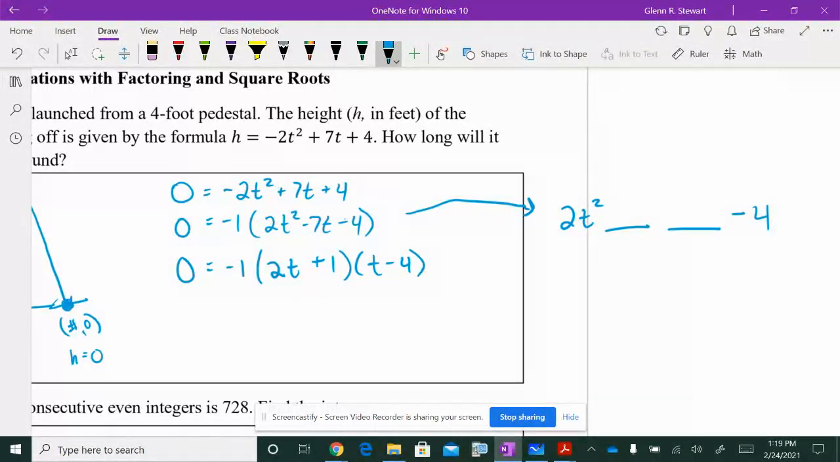So in this case, we could have negative 1 and 8. Let's switch that. Negative 8, positive 1.